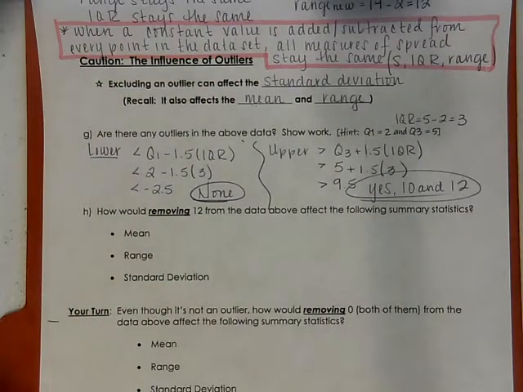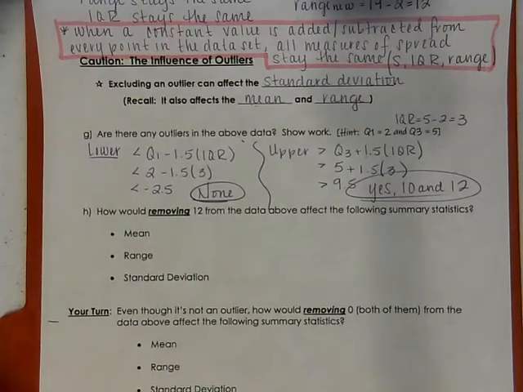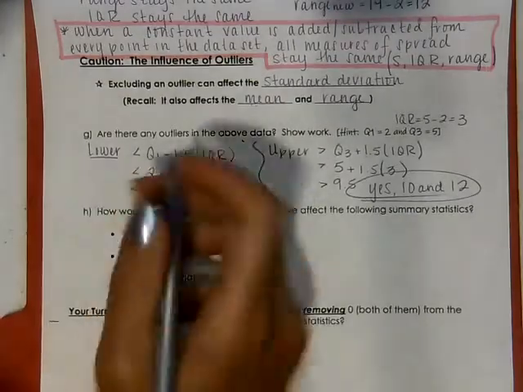So how would removing 12, which was an outlier from the data, affect the following summary statistics? Well, let's see. If you take away the Tigers' best offensive game, which was 12, what's going to happen to their range? Well, they're going to have a new maximum if you take away 12. It's going to be 10 now. Or I'm sorry, what's going to happen to their mean? So if I take away your best test score, what's going to happen to your overall average? Well, it's going to go down.